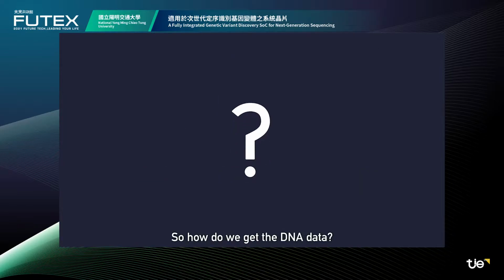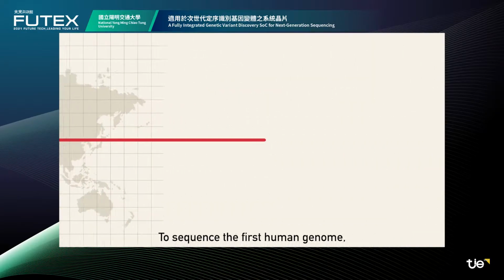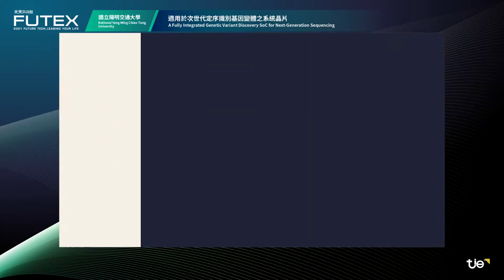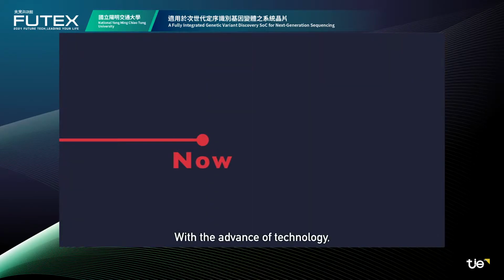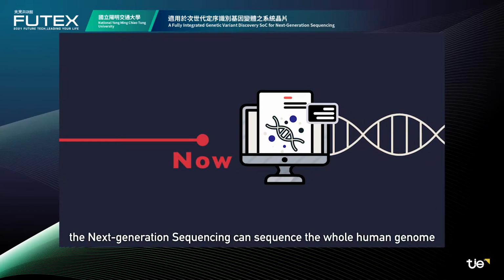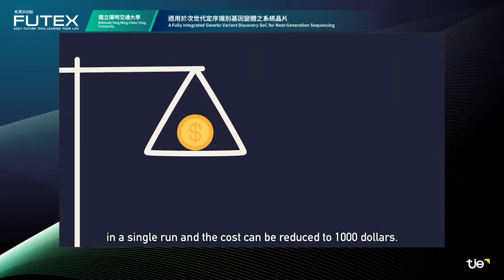So how do we get the DNA data? Sequencing. To sequence the first human genome, it took 20 years and over $3 billion. With the advance of technology, the next generation sequencing can sequence the whole human genome in a single run, and the cost can be reduced to $1,000.